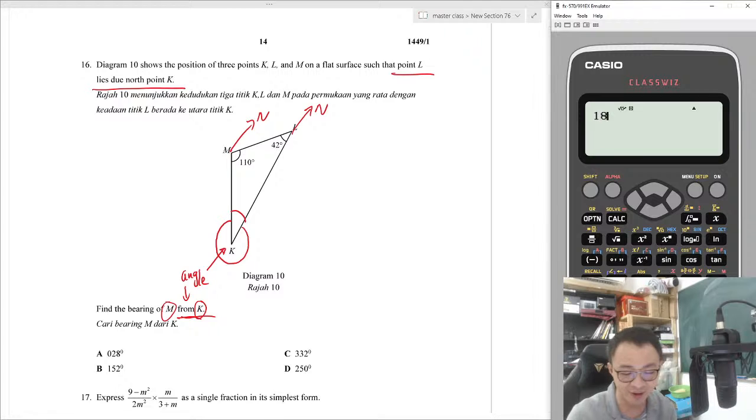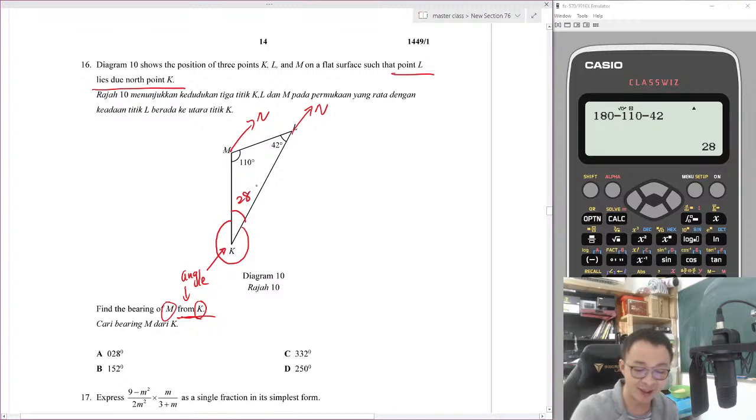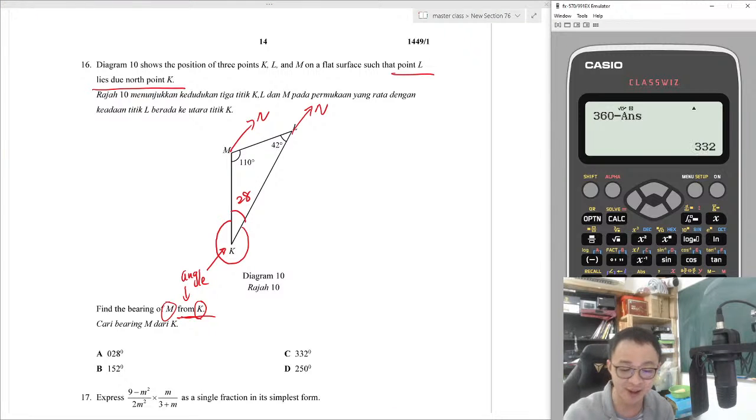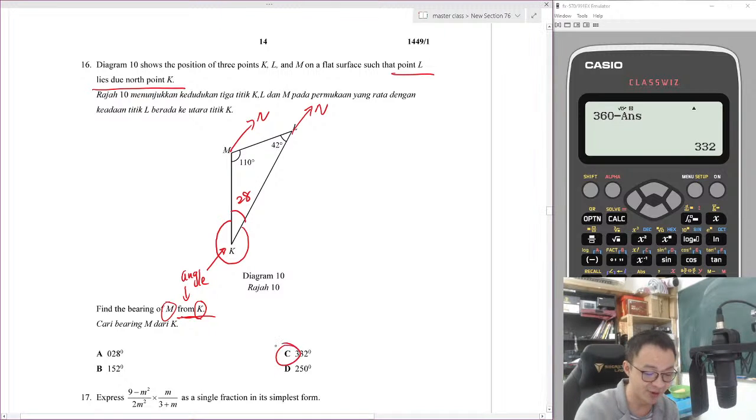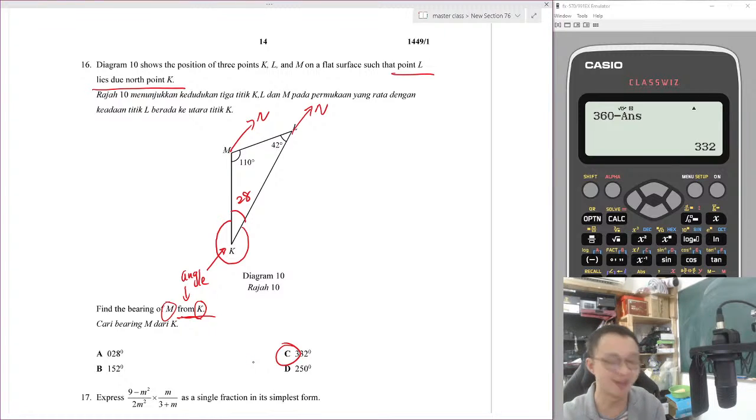This angle will be 180 minus 110 minus 42. So it's 28. So the angle outside will be 360 minus 28, which is 332. Answer will be C. So yeah, whenever you have the north, you need to understand that.